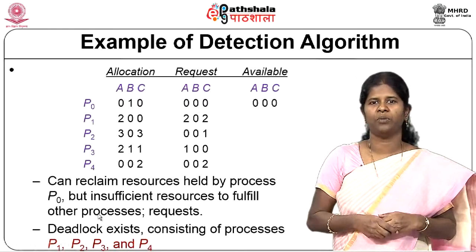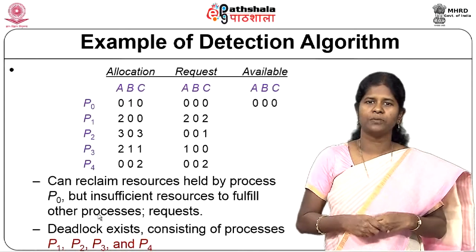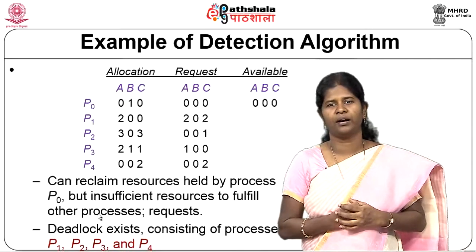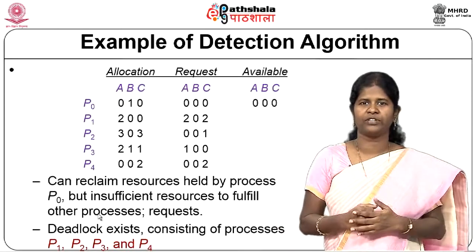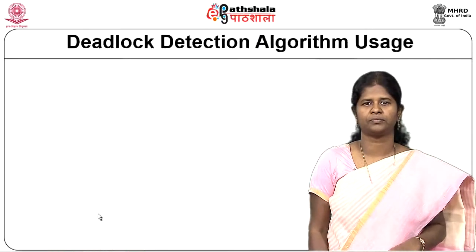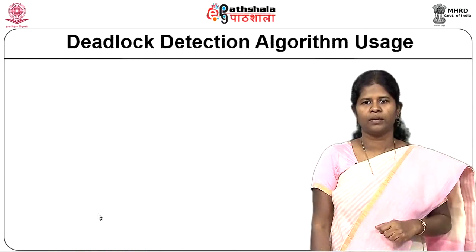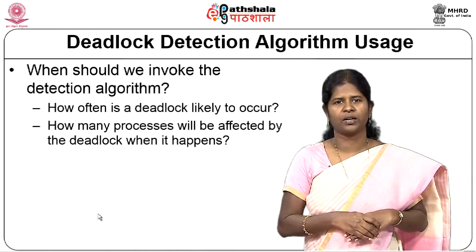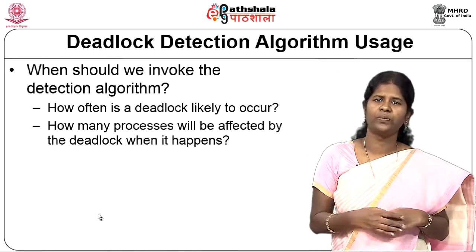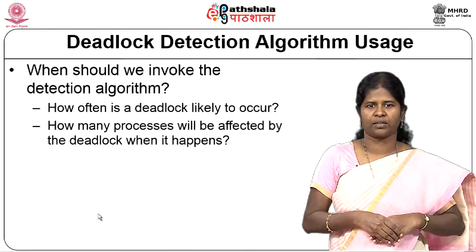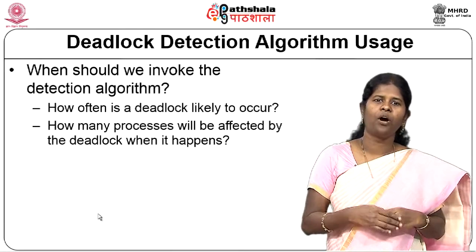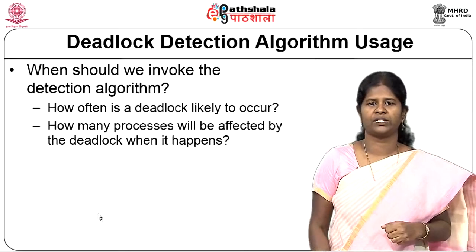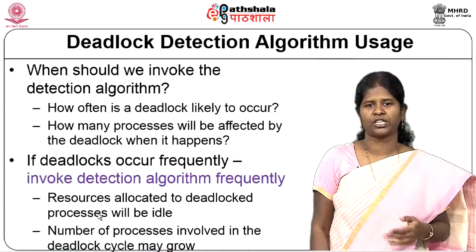So, with this algorithm we see that it is possible to detect deadlocks when you have multiple instances of a resource type. This is a variant of the Banker's algorithm. And if you look at the deadlock detection algorithm usage, we need to check when we should invoke the deadlock detection algorithm. That depends on how often a deadlock is likely to occur, and how many processes will be affected by the deadlock when it actually happens.